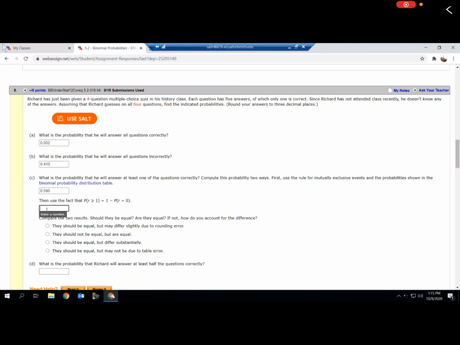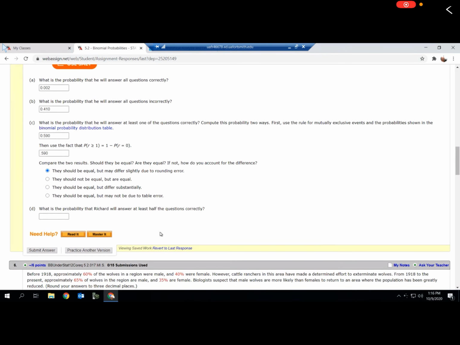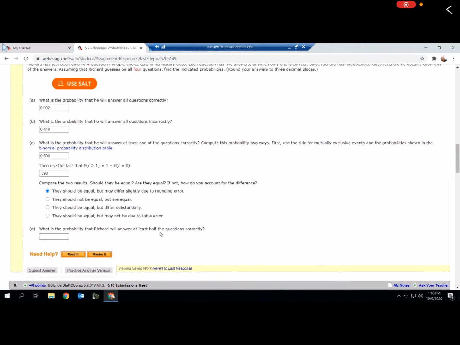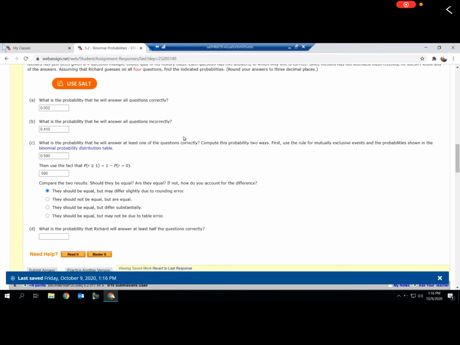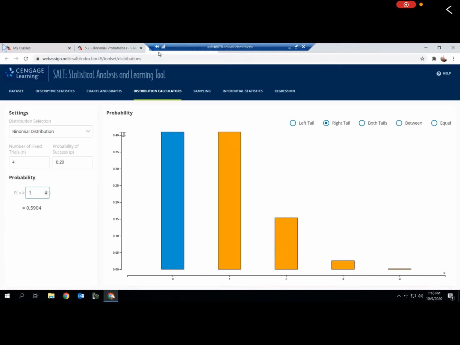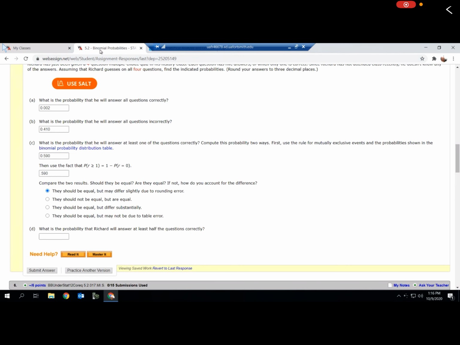I'm not exactly sure about this table that's given. These answers should be equal. They could be off a little bit due to rounding error. And then finally, what's the probability that Richard will answer at least half the questions correctly? That's 2 or more, so we're going to change that to 2 for 2 or more. At least 2 carries a probability of 0.181.